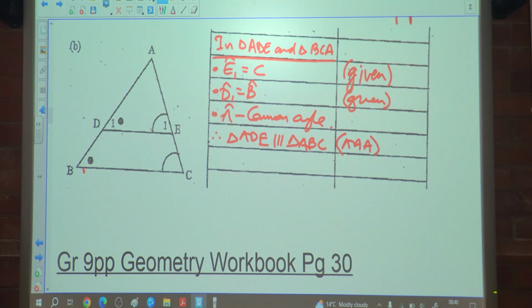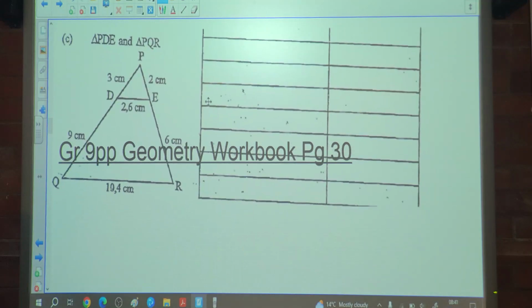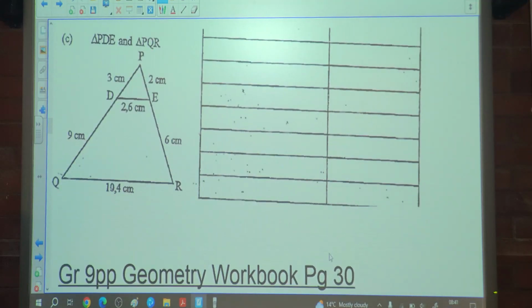Okay, not so difficult, no? Let's go with C. We're still on the same page. The last time on this page. Another one. Second last. Okay. Triangle PDE, sorry, and triangle PQR.